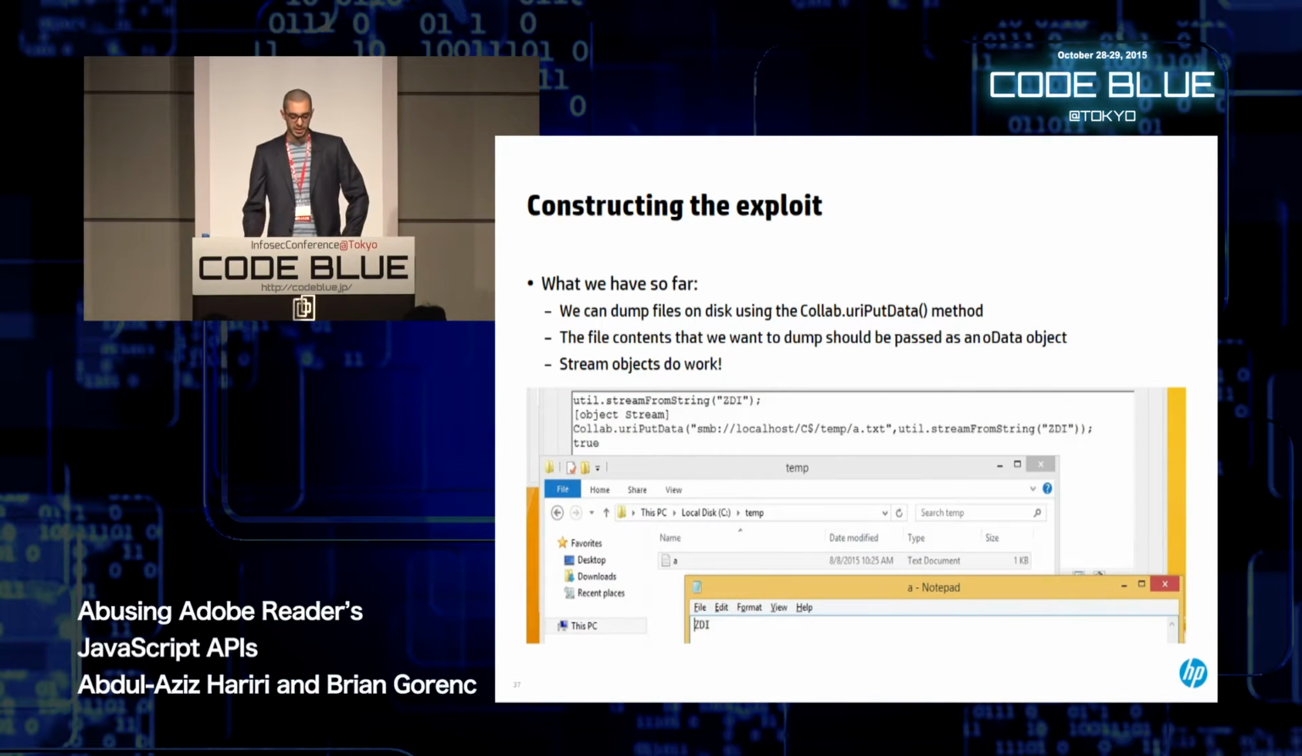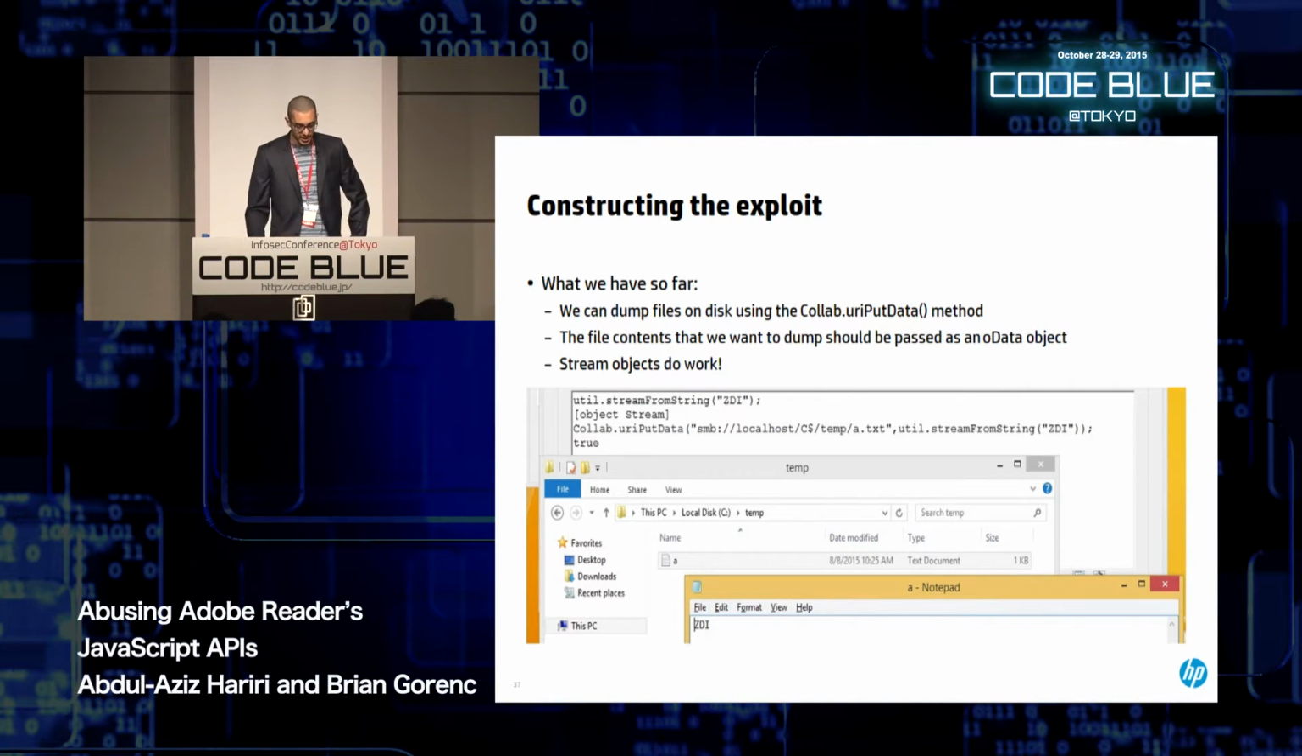So what we have so far: we know that we can dump files on disk using the URI put data method. The file contents should be of an OData object type. But what's an OData object? We went back to the documentation and started looking for clues about how to create an OData object, and we found nothing. But during our testing, we found out that if we pass an OStream object instead of the OData object, it passes. OStream objects are being treated as OData objects, and it works.